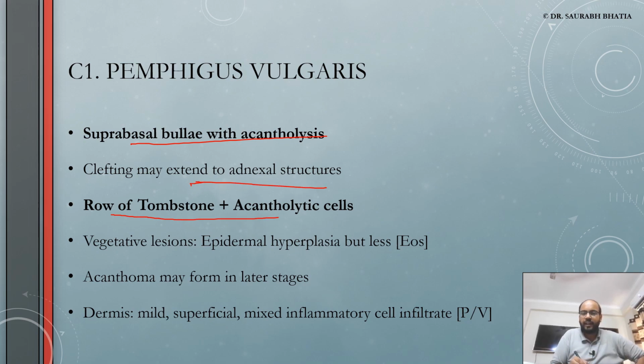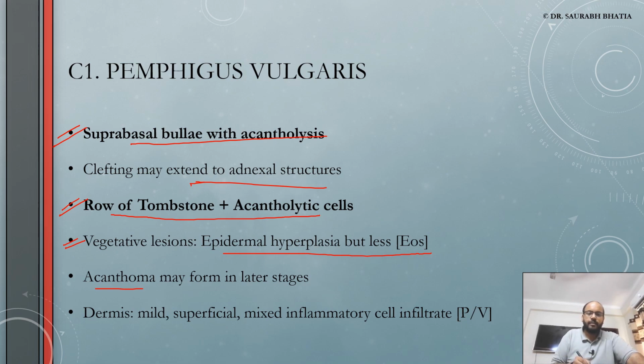There is a row of tombstones and acantholytic cells. You have to say these two lines when you're describing pemphigus, otherwise no marks. In vegetative lesions, you can have epidermal hyperplasia, but fewer eosinophils. Okay, in vegetative lesions. In Pemphigus vegetans, you can have a lot of eosinophils. But in Pemphigus vulgaris, especially the vegetative variant, you will have epidermal hyperplasia. That is why the vegetative variant is there, but the eosinophils will be fewer. In later stages, acanthoma can happen, and acanthoma following Pemphigus disease is now a well-known appearance of Pemphigus lesions.